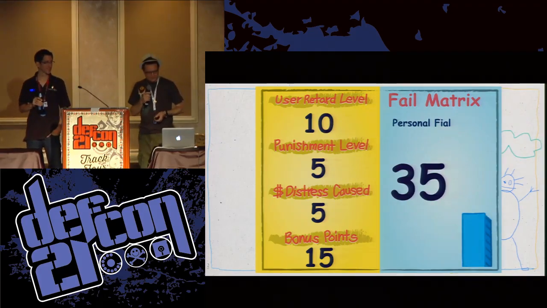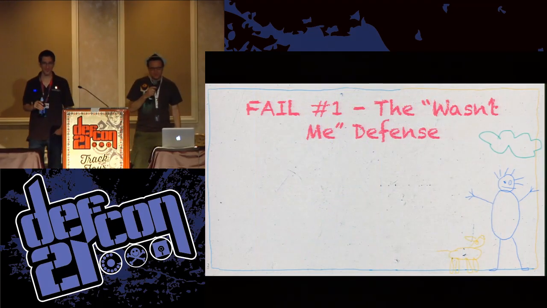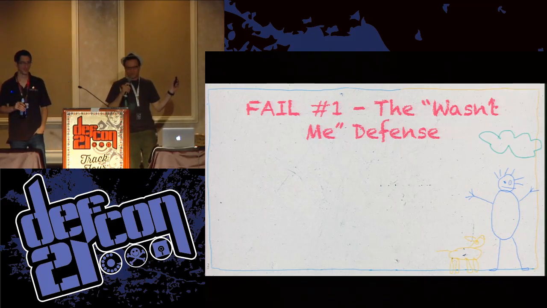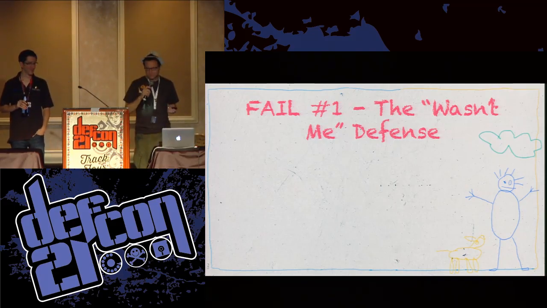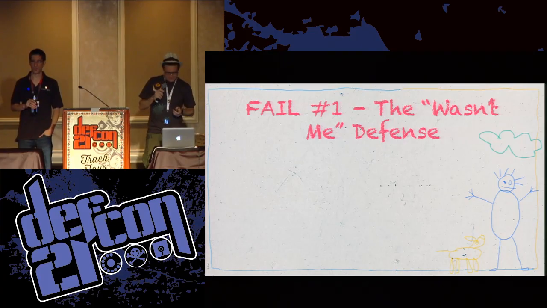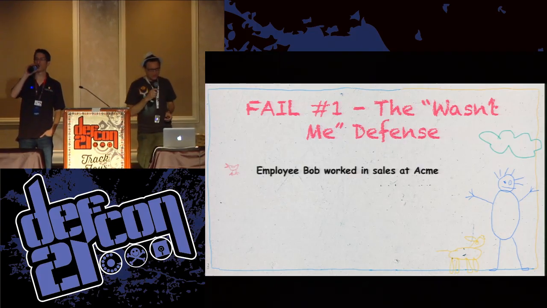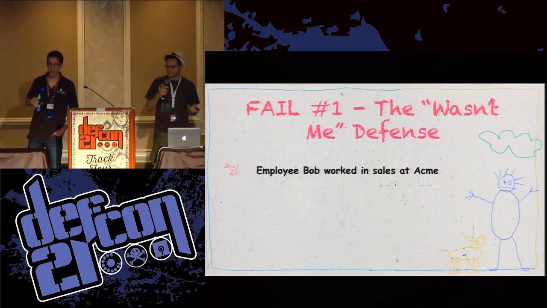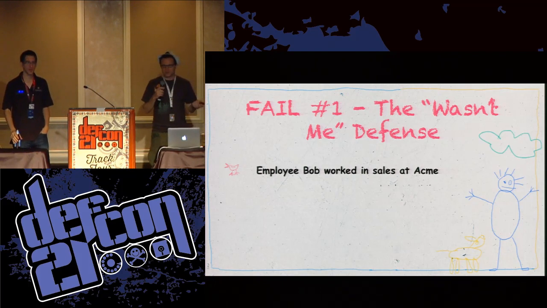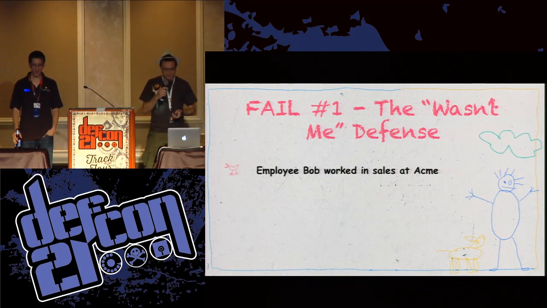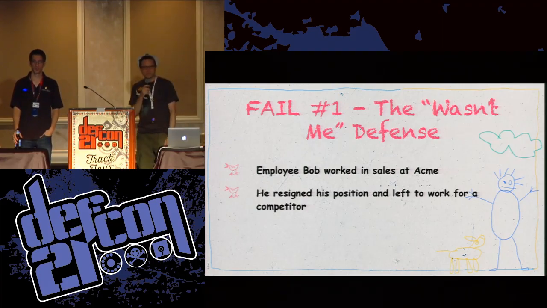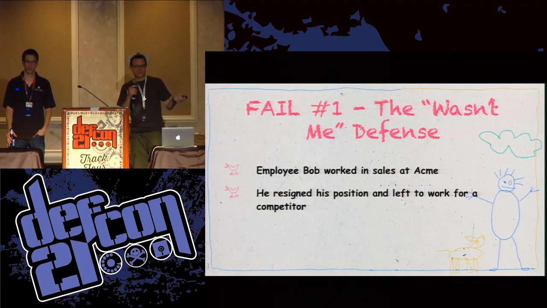All right, so let's get into the first one. This is the "it wasn't me" defense. You may have heard this one before. All right, so we do a lot of commercial litigation, and a really typical kind of case is a trade secrets case, and this is a typical example of that. So this guy, Bob, he was working in sales at Acme, and he resigned his position, and he decided to go work for a competitor.